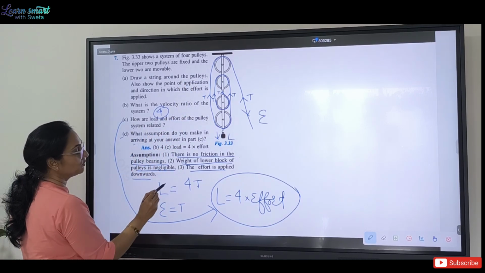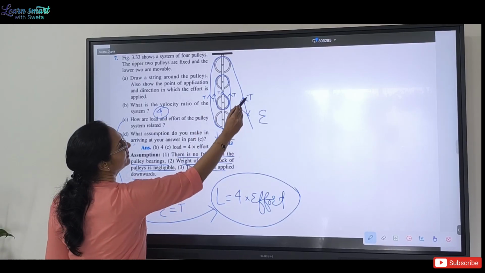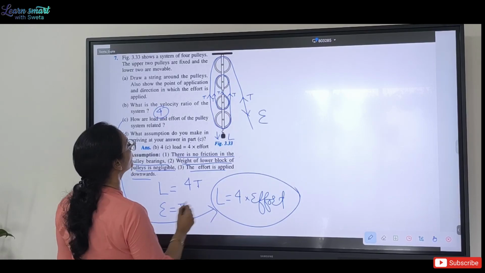How are they related? So we know that load is balanced by 4T. So we write L is equal to 4T, and look, effort is equal to T. So we can write that load is equal to 4 into effort.